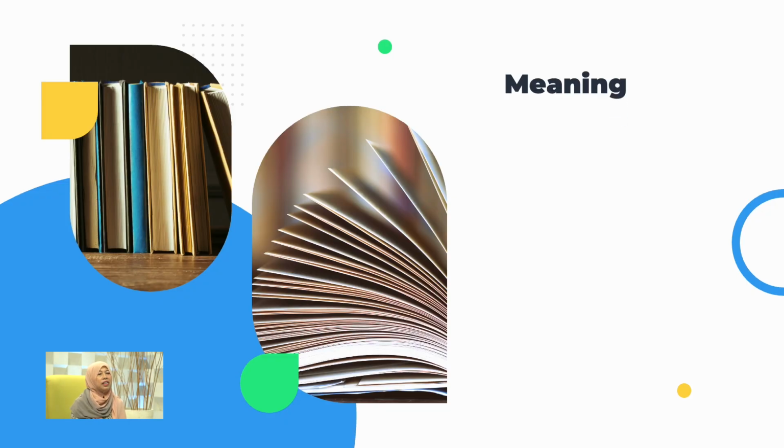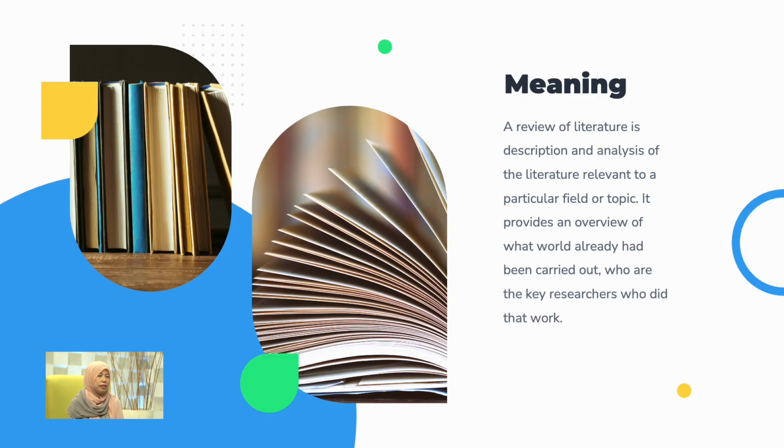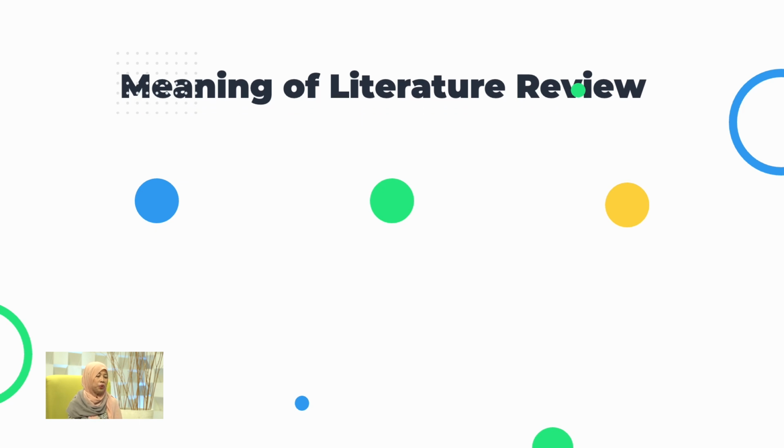Okay, next. So what is the meaning of the literature review? It is a description and analysis of the literature relevant to a particular field or topic. It provides an overview of what work has already been carried out, who the main researchers are and who did that work, so that it gives you some insights into what has been done in the research. Okay, then we look at it in detail. What is the meaning of literature review?